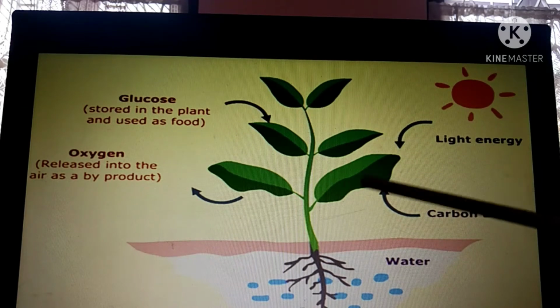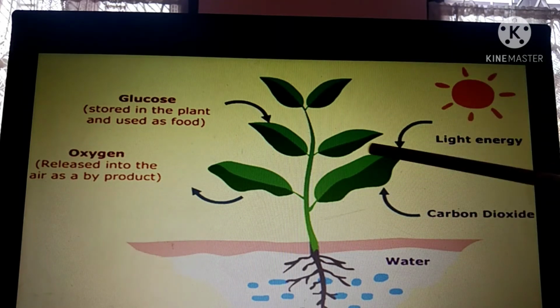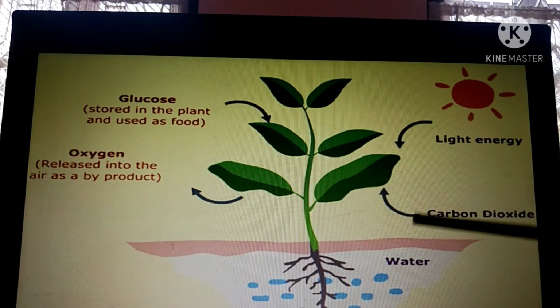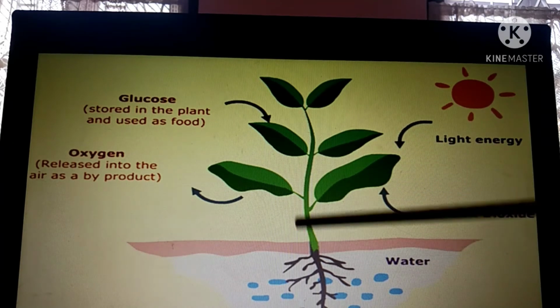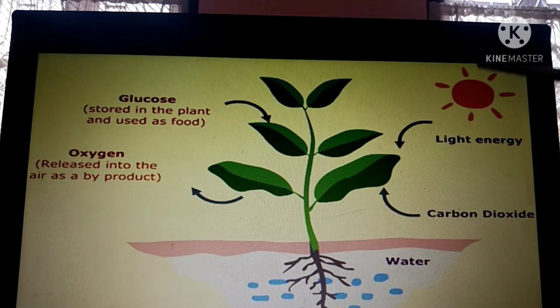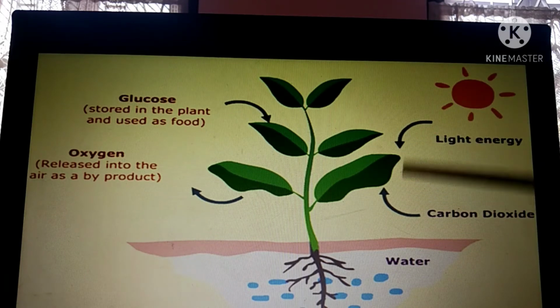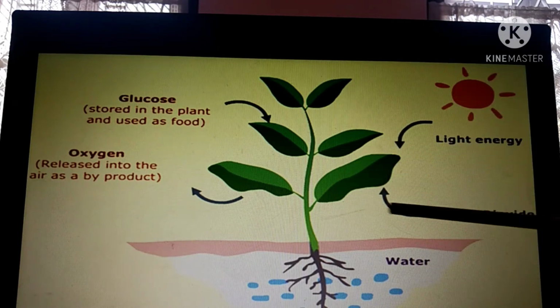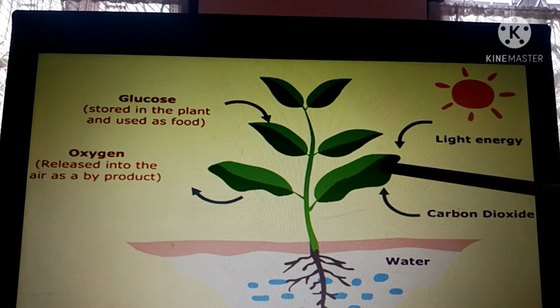Where will it be prepared? Basically in the leaf, because the surface area of the leaf is more. You can see the leaf is broad compared to the stem. Since the leaf is broad, the light energy can easily be captured by the leaf, and these will react in the leaf, and once they react, ultimately food will be prepared in the leaf.